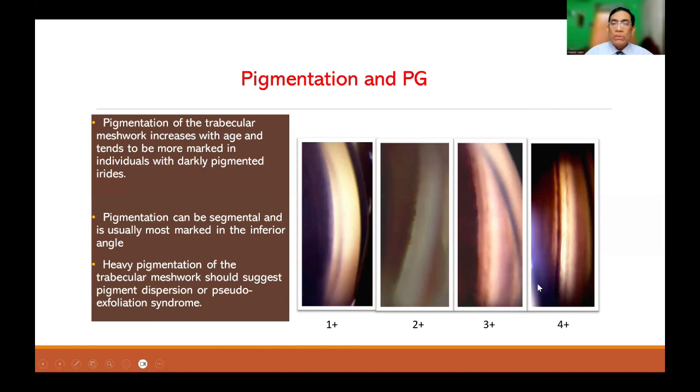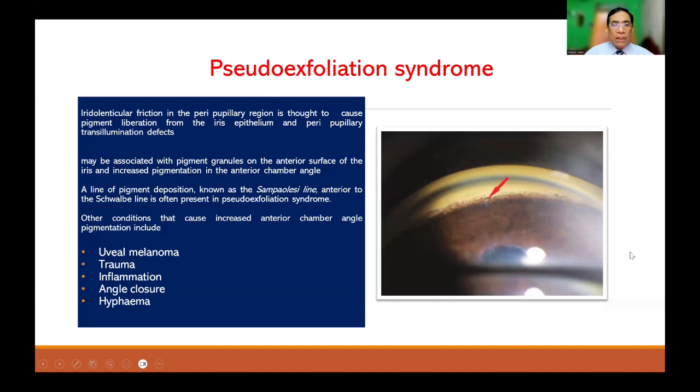Pigmentary glaucoma is not uncommon. Sometimes you can see pigments in the angle, in the iris, in the anterior chamber, and in the Schwalbe's line, and it differs, maybe 1 plus, 2 plus, 3 plus, 4 plus. So you see here it is 4 plus, this is 3 plus, 2 plus, like this. So you can have pigments in different conditions like pigmentary glaucoma, pseudoexfoliation syndrome, and other conditions. As I mentioned, in pseudoexfoliation glaucoma you can also see pigments and flake-like material in the angle and also at the pupillary margin, you can see here. So increased anterior angle pigmentation is included in some other conditions also.